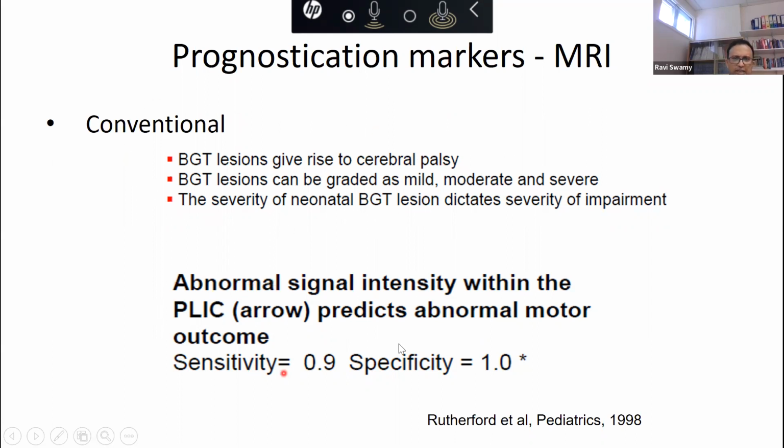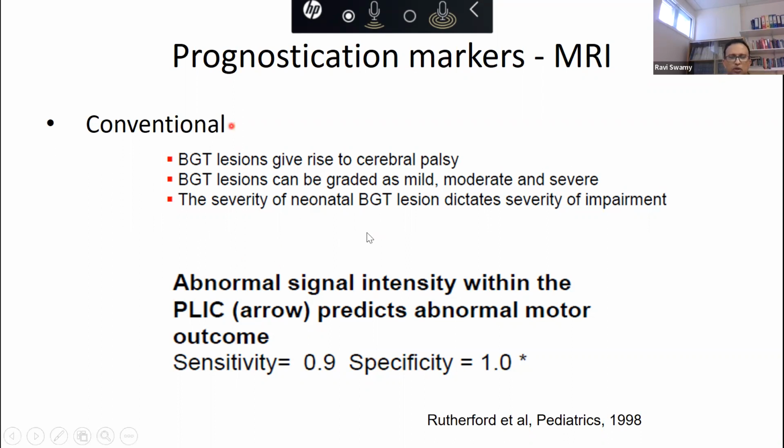The second thing, as I showed, is the PLIC sign, posterior limb of internal capsule. If you have the PLIC sign, then you will have an abnormal outcome, and the sensitivity of this is almost 90%, and specificity is 10%. So here again, if you see a PLIC sign, then you are fairly sure that this child will have some form of motor outcome, motor delay. So again, this child you'll have to go towards sending for physiotherapy or occupational therapy. You start putting this child into that.